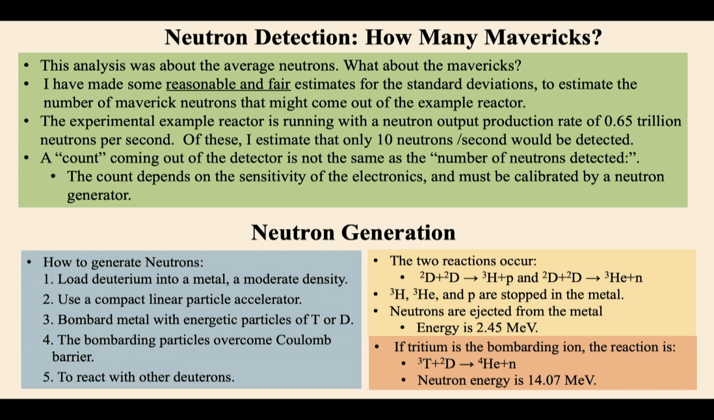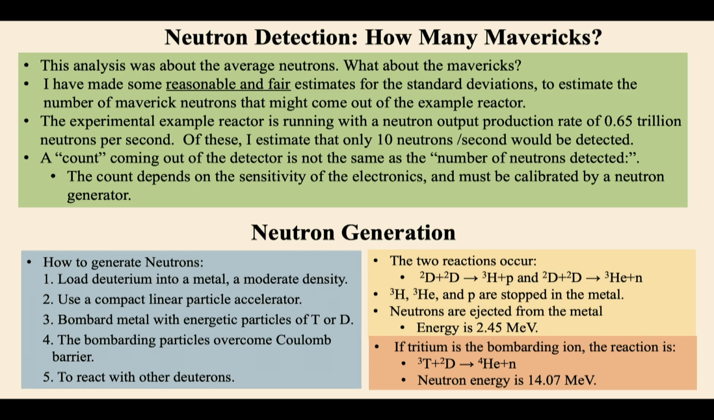Neutron detection. How many mavericks are there? We talked about the average neutrons, but what about these mavericks? I've made some what I call reasonable and fair estimates of standard deviations to estimate the number of maverick neutrons that may come out of the reactor. An example reactor running with a neutron production of 0.6 trillion neutrons per second, that's what I was doing. Of these, I estimate only about 10 neutrons per second would be detected.